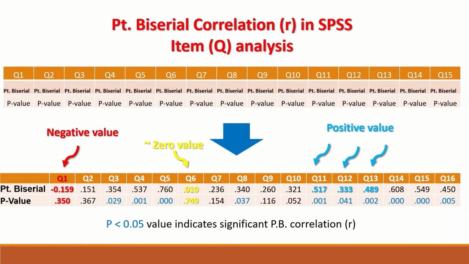So this is the way to use the power of the point-biserial correlation coefficient to determine the R value and the p-value, and to look at the correlation between a specific question and the overall mark to determine whether the question is good or bad.